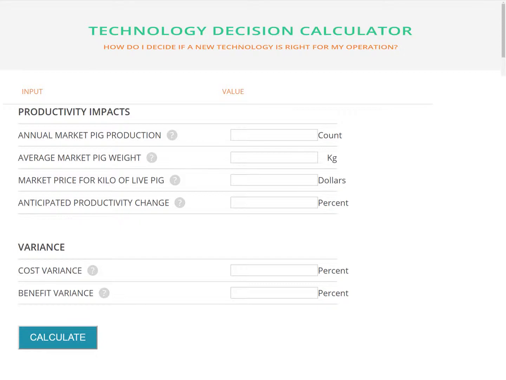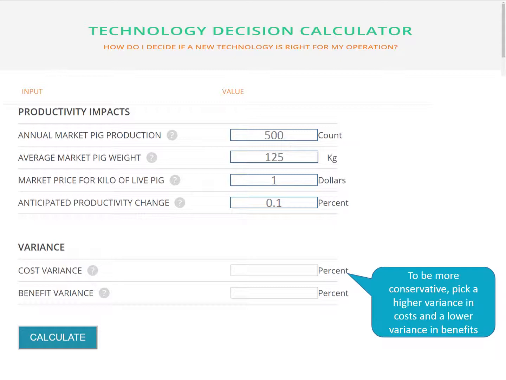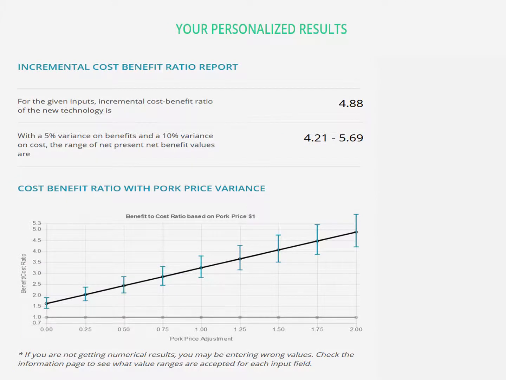We go to the productivity impacts, and we have this number of counts of pigs, and this basically talks about the benefits in terms of what is obtainable presently. Anticipated productivity change is what you expect in terms of production increase. The cost variance is also important to fill in. It's always safer to have a higher variance for cost and a lower variance for benefit. So you click calculate, and it takes us to the results part.